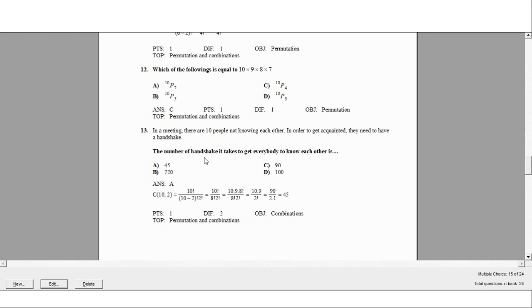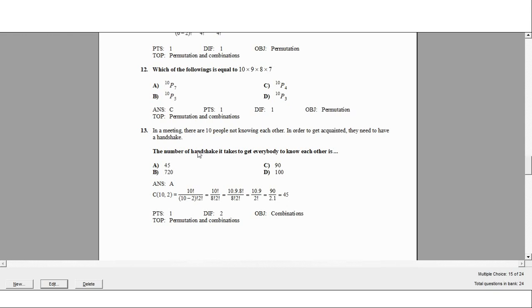Okay, the number of handshakes it takes to get everybody to know each other. So here the problem is about handshaking. If you have 10 people, how many handshakes will there be? All right, so this one is the concept of combination. Why? Because in handshaking, if you do a handshake, it should be you and one other person, right?